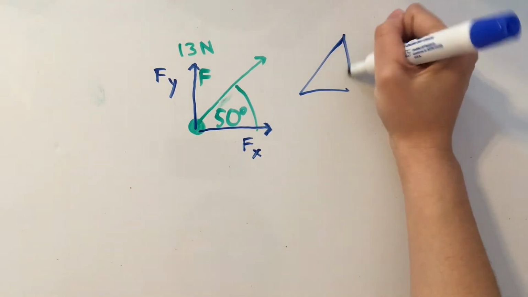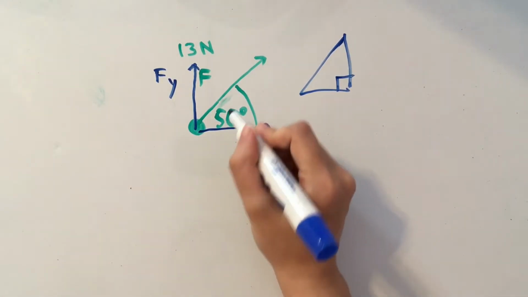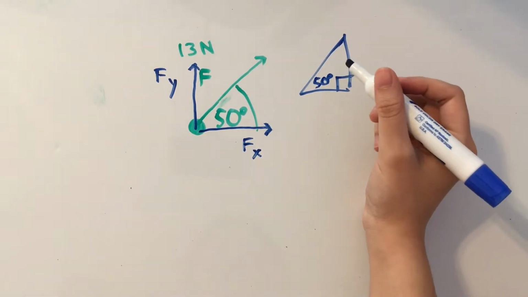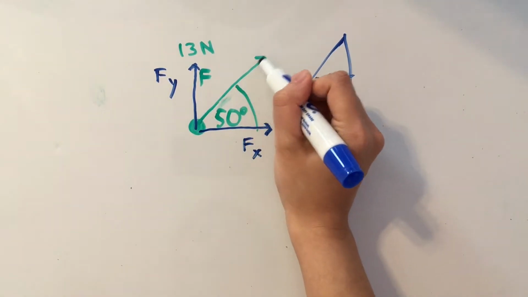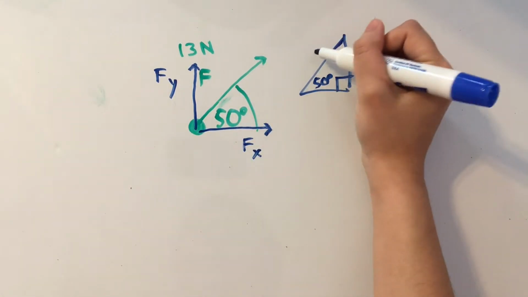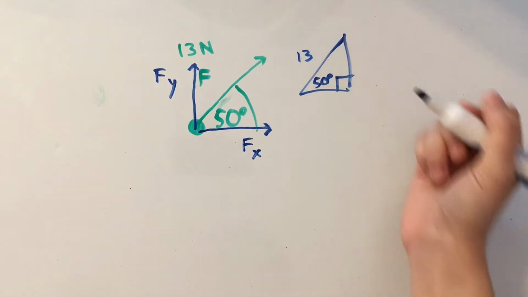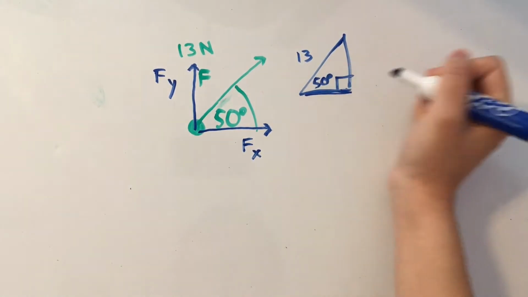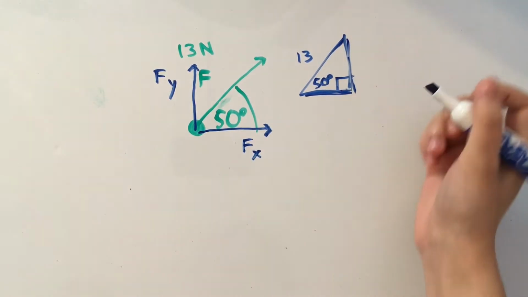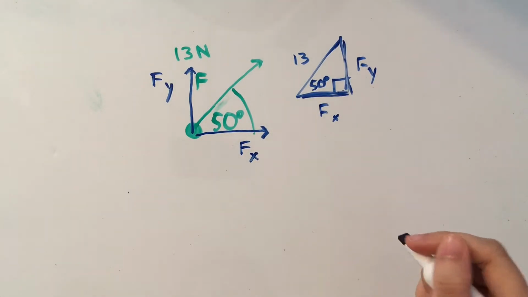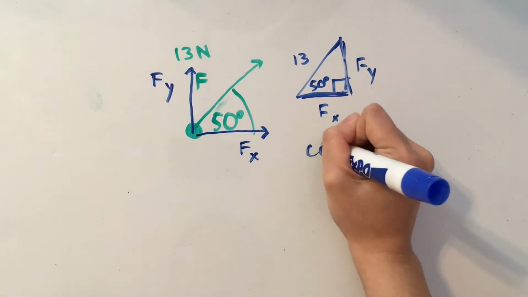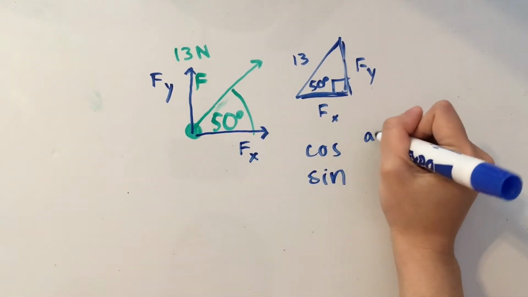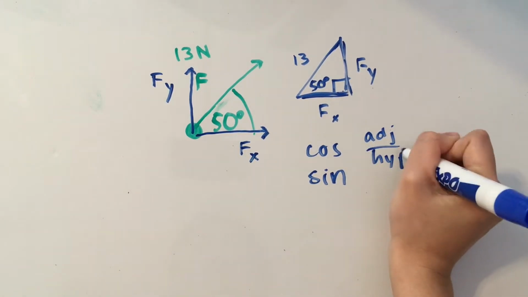So let's draw a right triangle, and we said that this angle was 50 degrees, so I'm just going to put that in here. And our hypotenuse is our force vector itself, which had a magnitude of 13 newtons. So this would be our x component, and this would be our y component. Well, we can use two of our trigonometric functions, cosine and sine. So cosine is adjacent over hypotenuse.